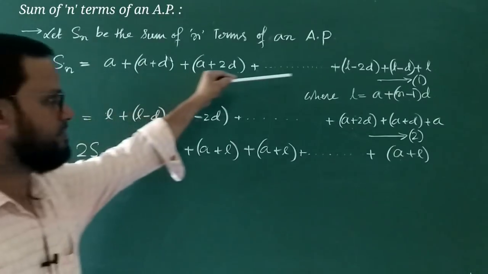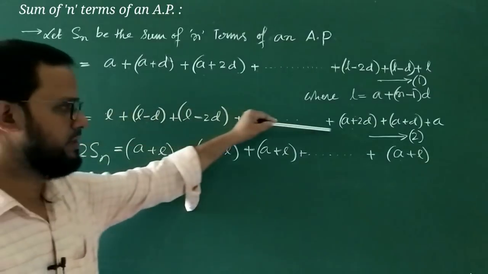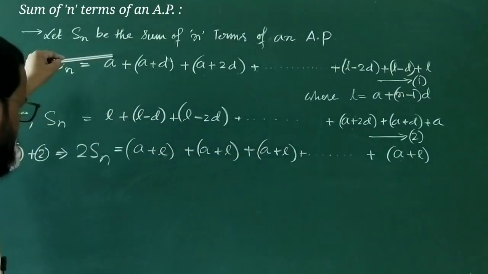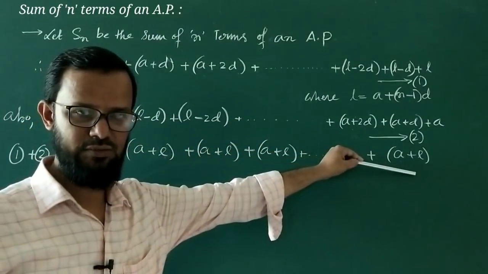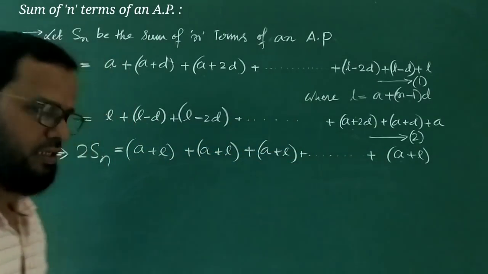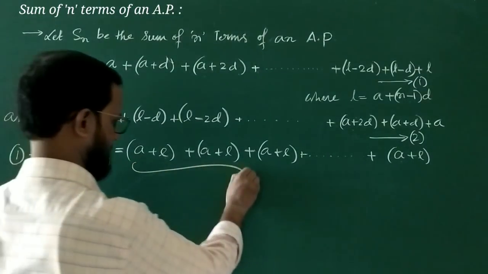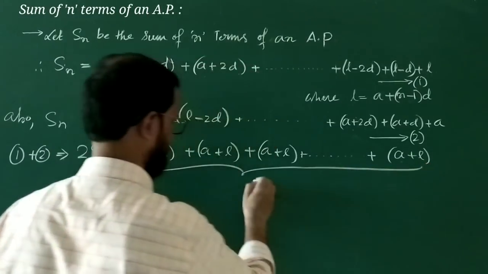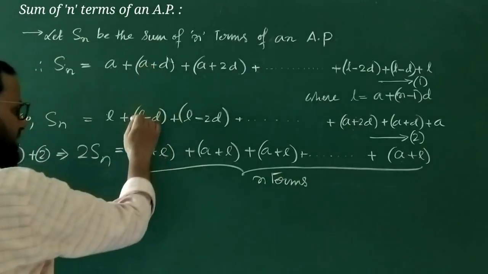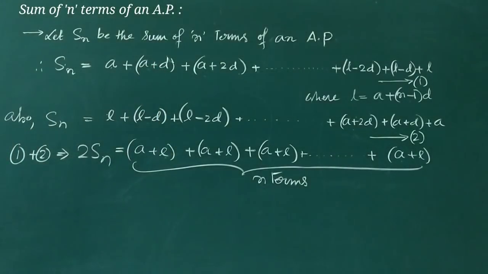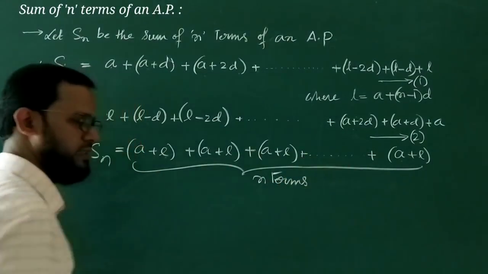How many terms are there in this particular expression? There are n terms, and in this expression how many terms? n terms. So when corresponding terms are added, you get this term, this term, this term, up to this term. Okay, then how many terms will there be in this sum? You can write n terms. n terms added with n terms, corresponding terms added, so the number of terms in the sum will be n.